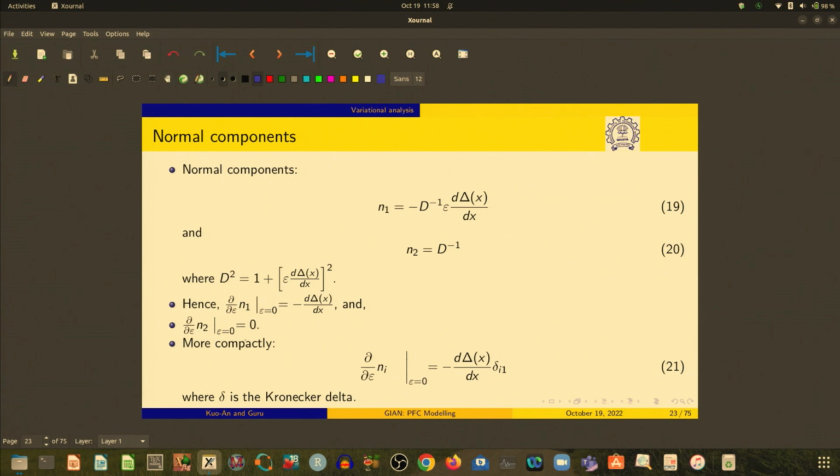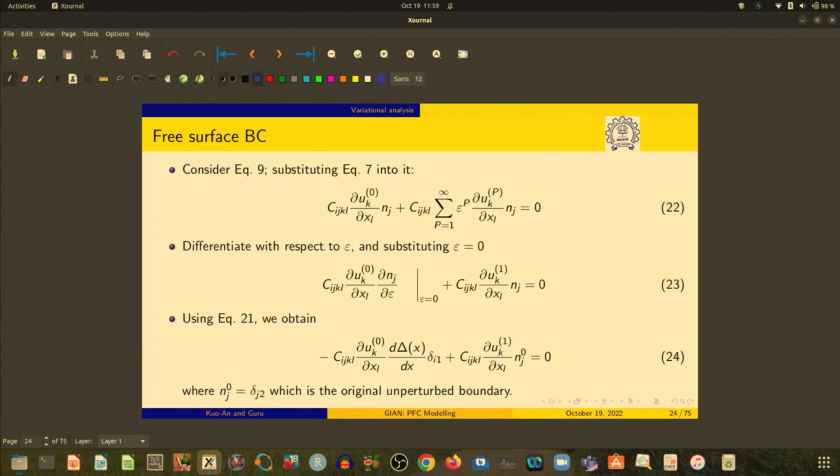Dou by dou epsilon of n2 is 0, because n2 is just d inverse, and so you have 1 and you are putting epsilon 0. So, you will get 0 from there. So, you can write this; this is just notational. Dou by dou epsilon of ni, you can write as minus d delta x by dx delta i1. So, when i is equal to 1, it will be 1, when i is any other value, it will be 0. Delta is the Kronecker delta. So, this is just a shorthand notation. Why do we need dou by dou epsilon of ni at epsilon equal to 0? You will see, and that is why I am deriving this result to keep this. So, this is basically the evaluation of the normals n1 and n2.